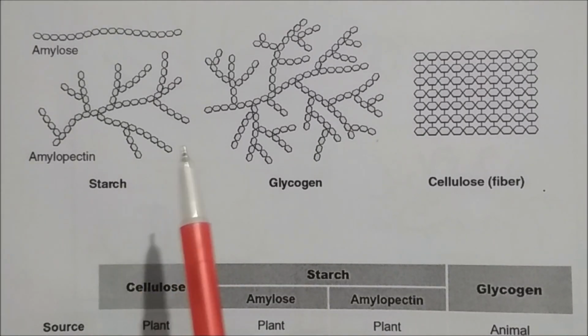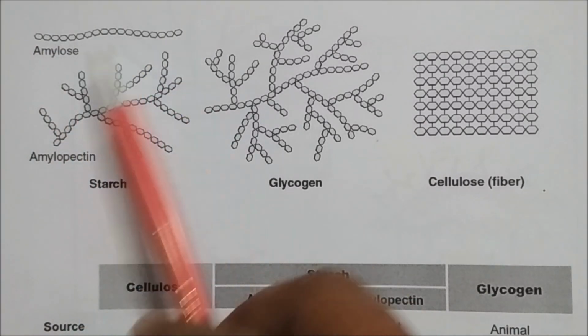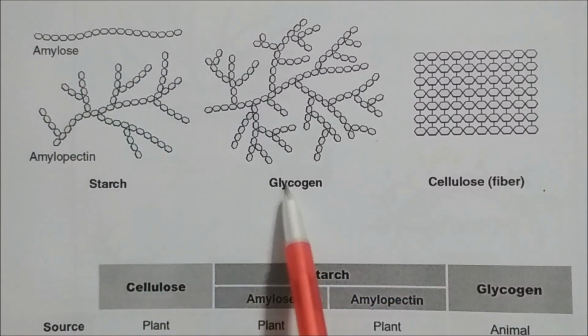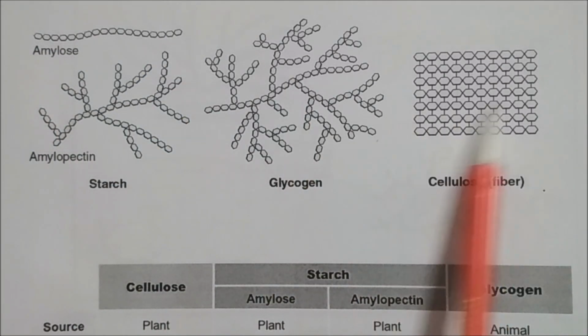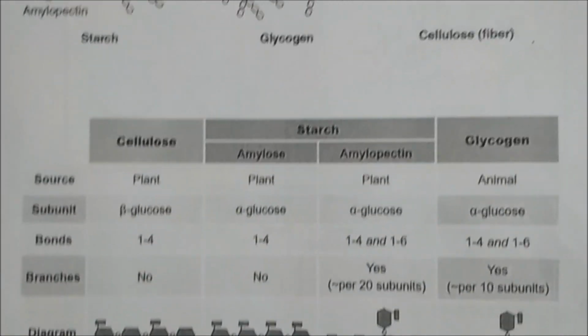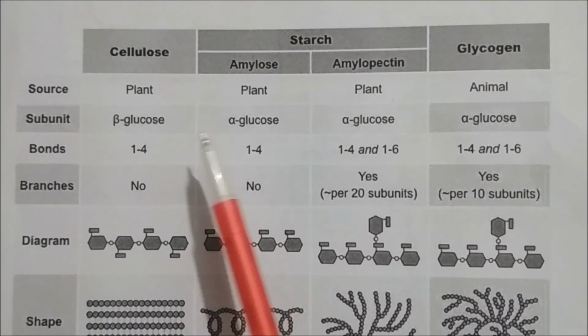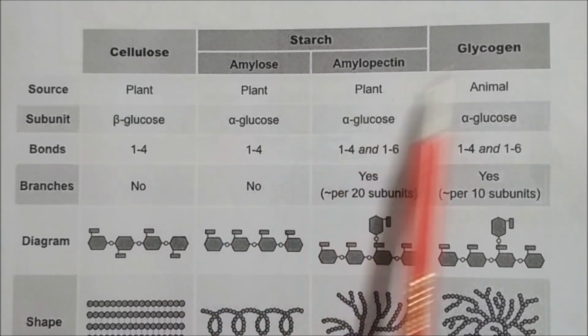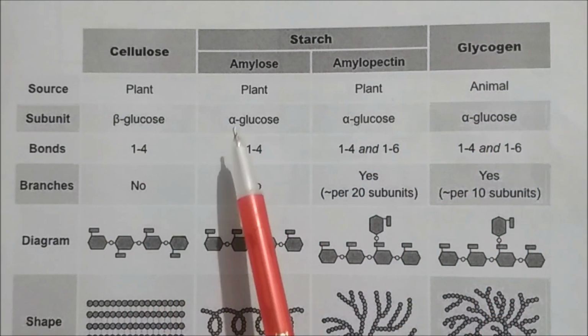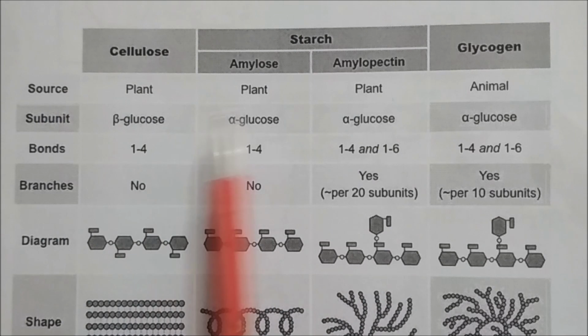So these are more clear pictures. Amylose, you can see, is linear; amylopectin is like this one, and glycogen this one, and cellulose is cross-linked. If you see the difference, cellulose is from plants, the others from animal food. This is beta glucose, and the others are alpha. So only cellulose is beta glucose, the remaining are alpha.